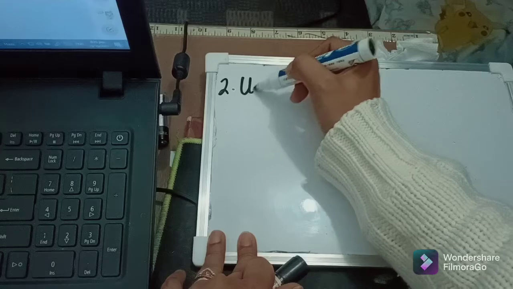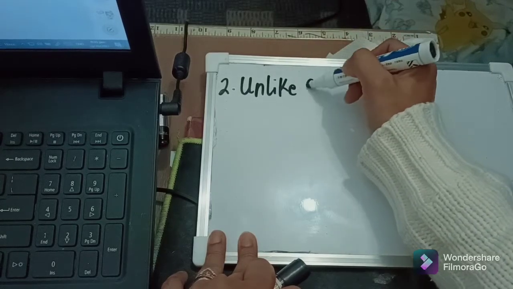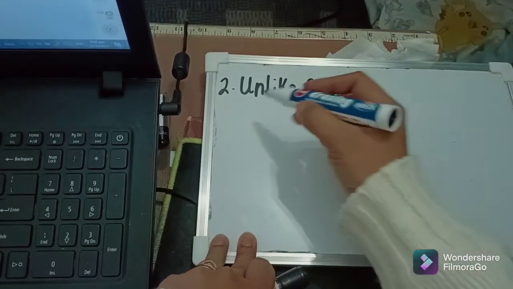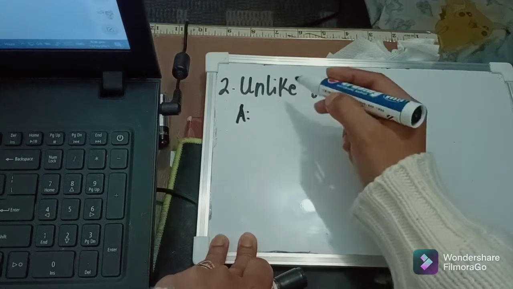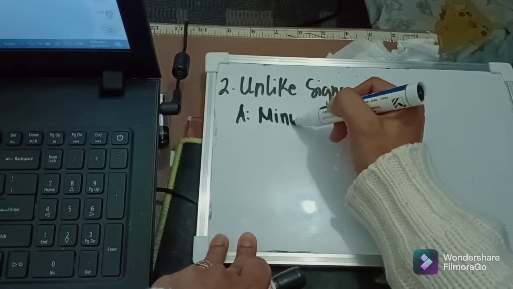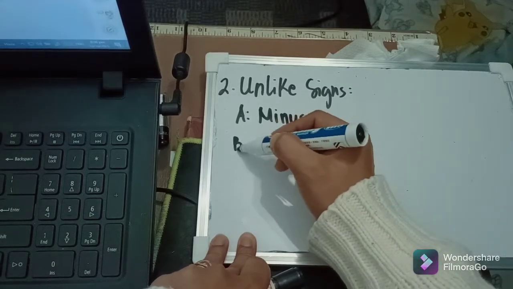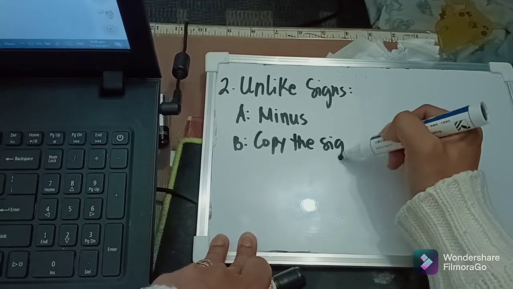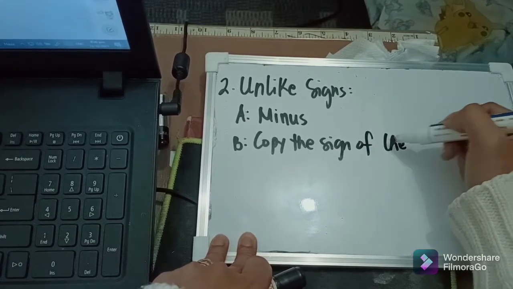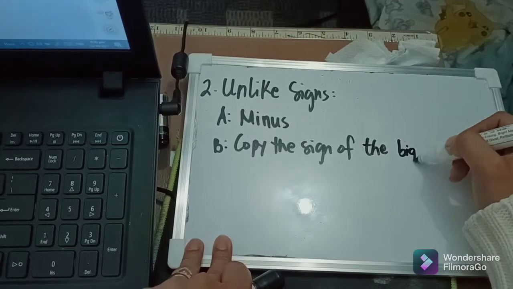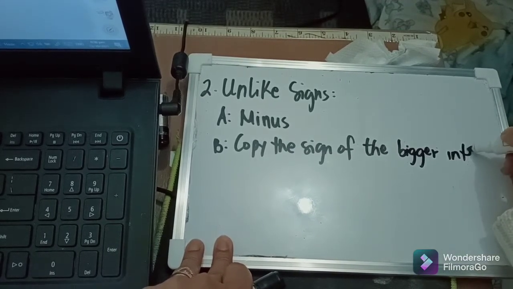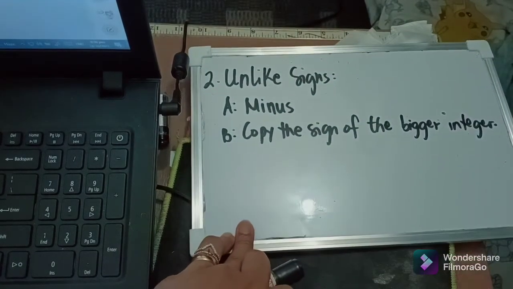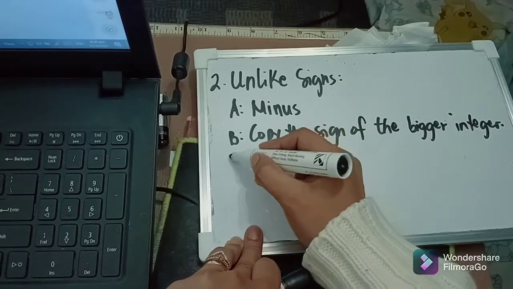Number 2, unlike signs. Kahit pa addition yan, kapag unlike signs, automatic, minus. I-minus nyo yan. And then letter B, copy the sign of the bigger integer. So, unlike signs, meaning, let's say, I'm just gonna show you examples.